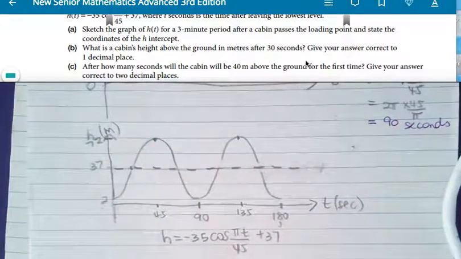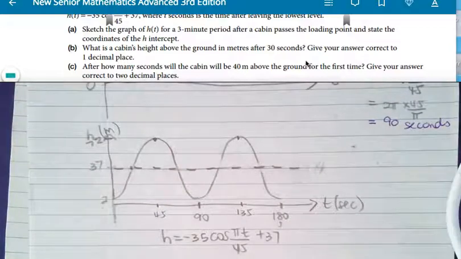Okay, now it says, question B, what is the cabin's height above the ground in meters after 30 seconds? Give your answer correct to 1 decimal place. You cannot read it off. It's just too hard to read it off. So what you've got to do is solve it. Oh, sorry, you can't read it off. You'll just substitute it into the equation.